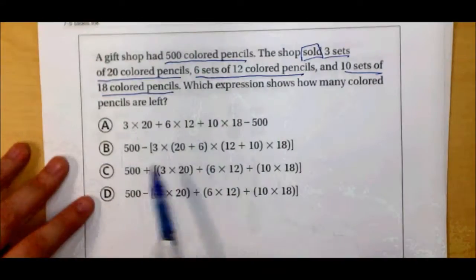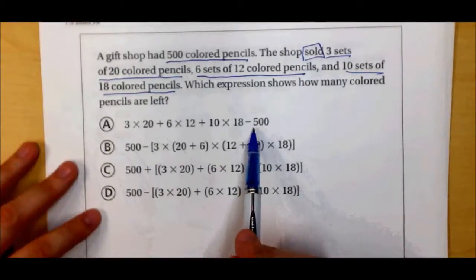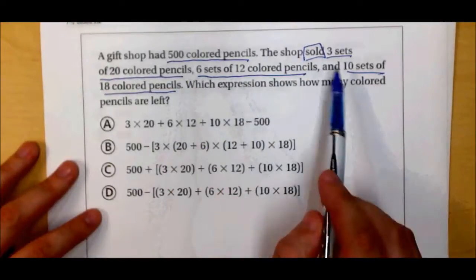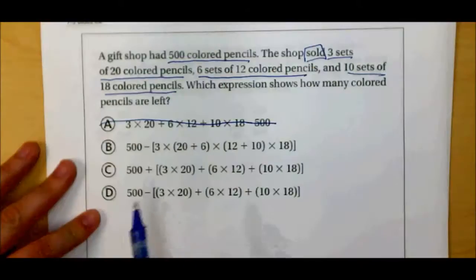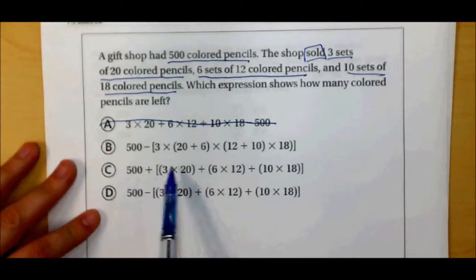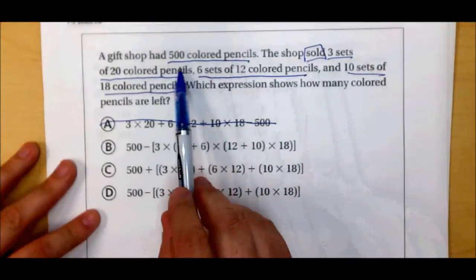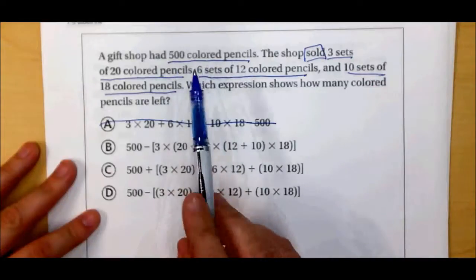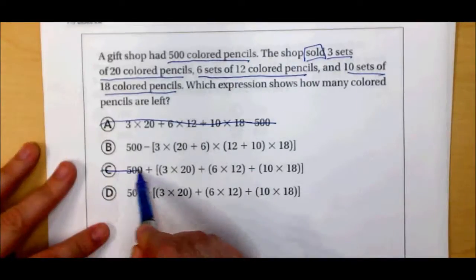So let's look at these problems here and see if there's any we can eliminate. Well, this one shows us subtracting 500 from something. Well, we are actually subtracting all the stuff we sold from 500. So A is not it. And C is also not it, because here it shows us adding 500 to something, or something to 500. When we sell stuff, our inventory goes down. It does not go up. We don't add to our inventory if we sell stuff, because people are buying it and they're taking it out of your store. That's definitely not it.